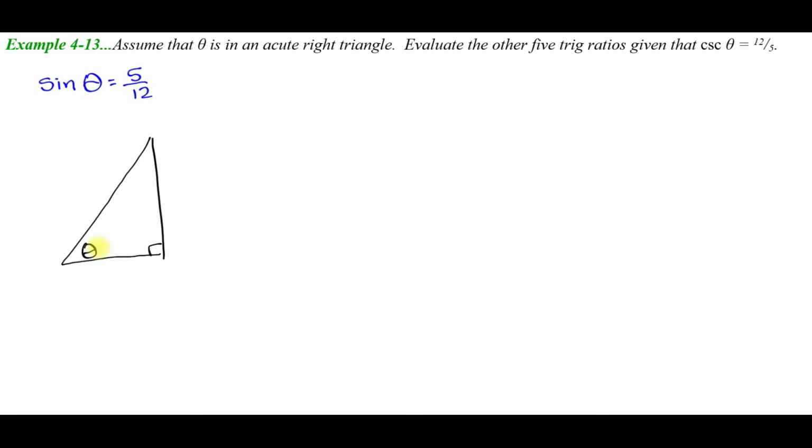It does not matter which one you make theta. All that matters is that the relationships are appropriate. So we just want to pay attention to where we put things once we have theta in there. So remember, sine of theta is opposite over hypotenuse. So opposite from theta, I'm going to put the 5 on the hypotenuse, which is across from the right angle. I'm going to put the 12.